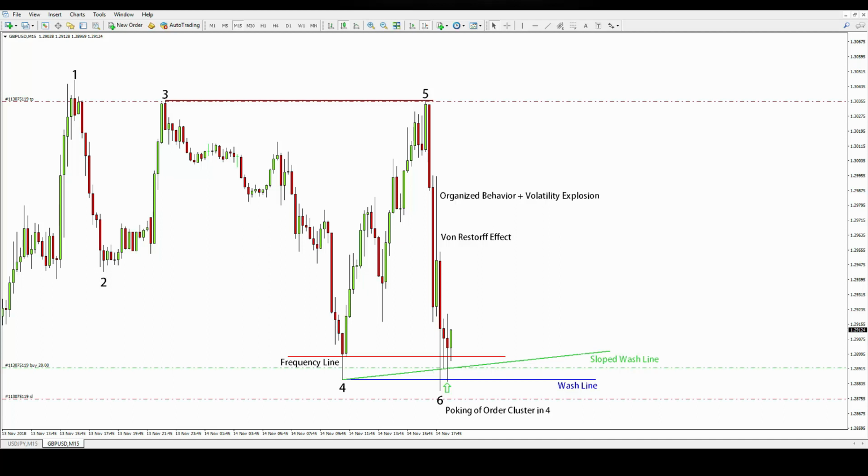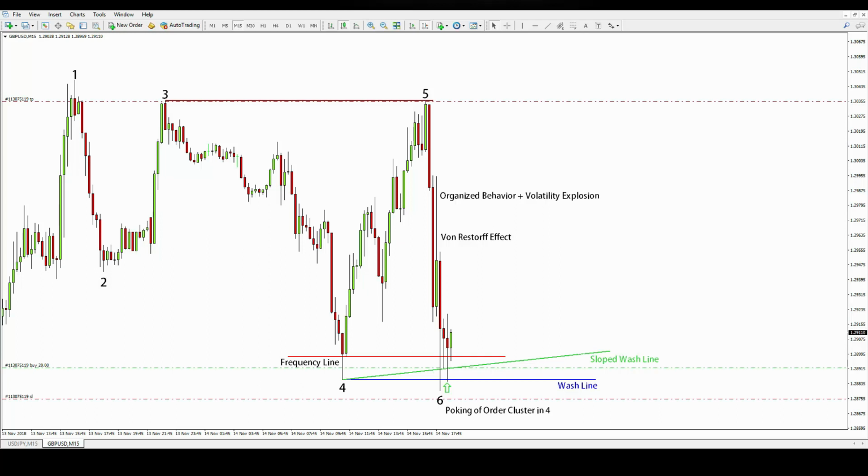The other line we have is the red frequency line that catches the frequency of the lower tails of lows 4 and 6. Price tests this line 4 times around low number 6 using the frequency discovered in the lower tails of low number 4. You have 3 different chances to trigger a long trade after the candle 6 if you were to use the red frequency line. The third line, and perhaps the most difficult to draw, is the green sloped wash line.